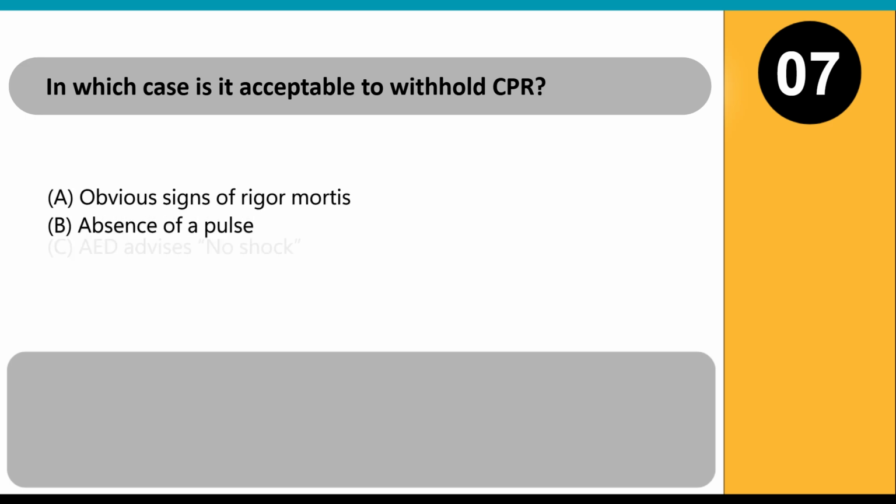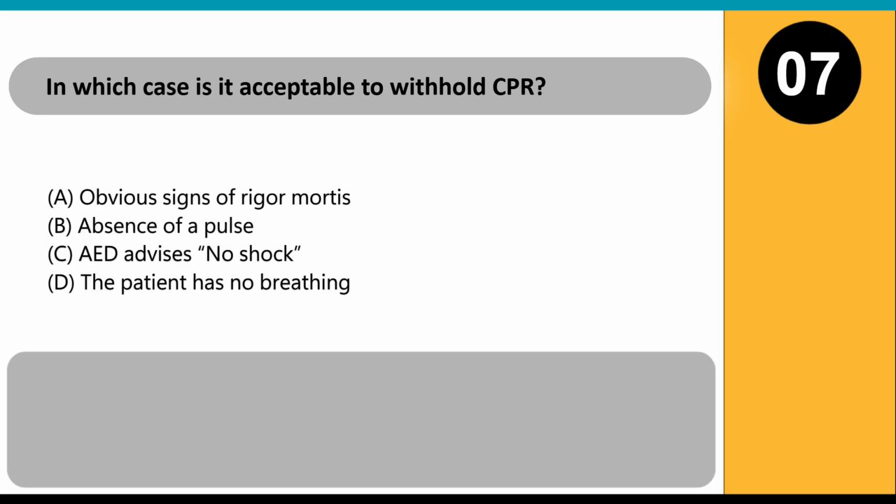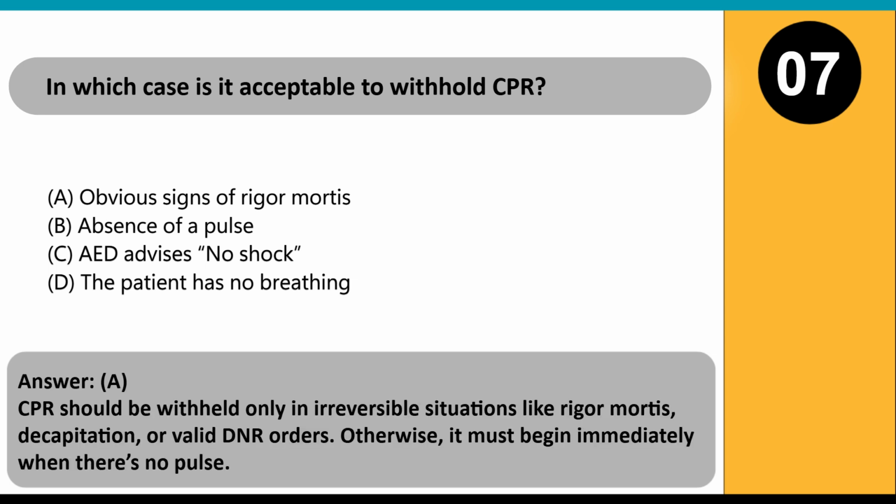In which case is it acceptable to withhold CPR? A. Obvious signs of rigor mortis. B. Absence of a pulse. C. AED advises no shock. D. The patient has no breathing. Answer: A. CPR should be withheld only in irreversible situations like rigor mortis, decapitation, or valid DNR orders. Otherwise, it must begin immediately when there's no pulse.